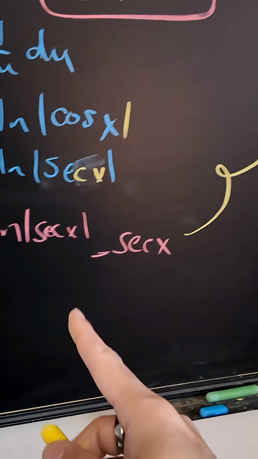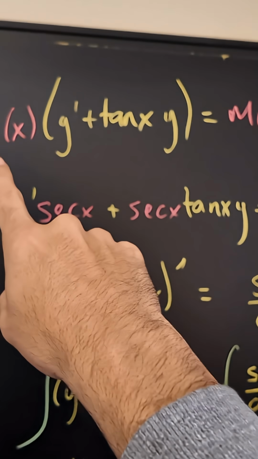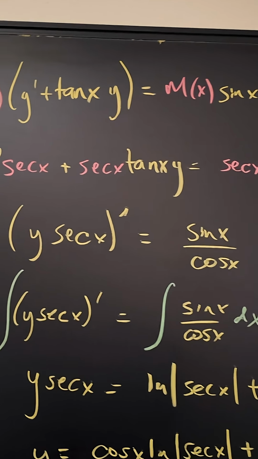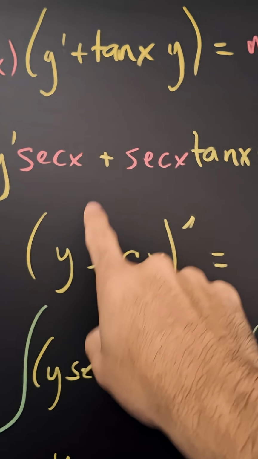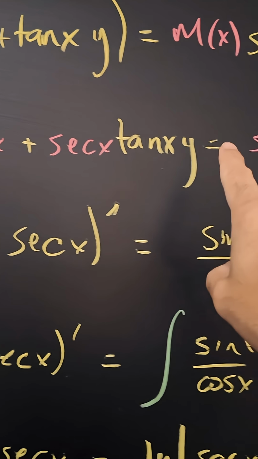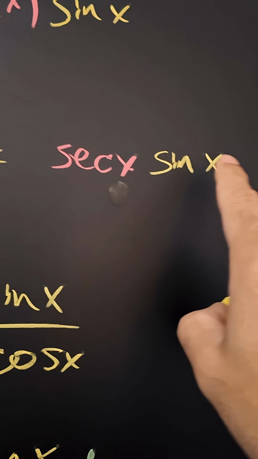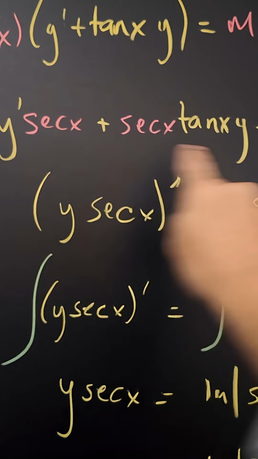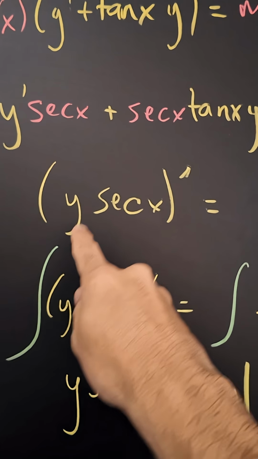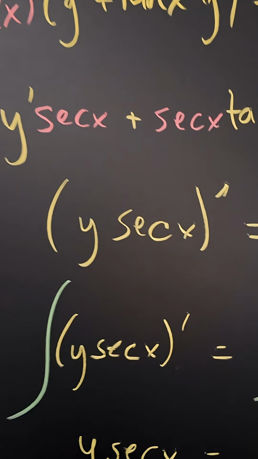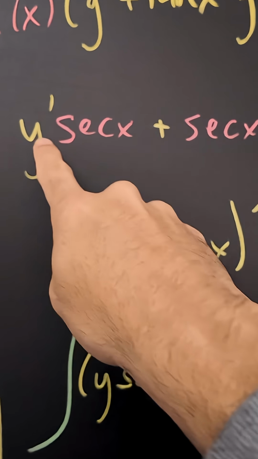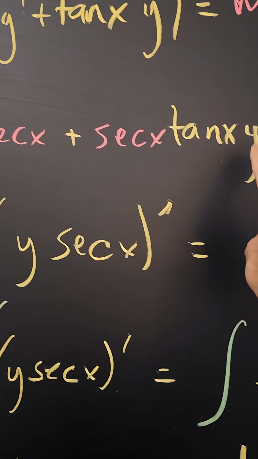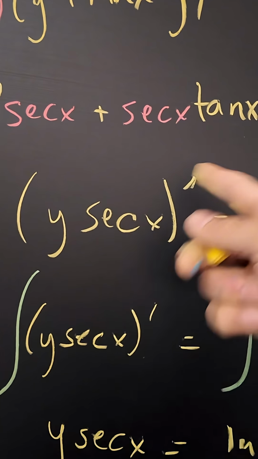Now we are ready to multiply the integrating factor to everything. And look what's going to happen. This is going to be the magic. We have y prime secant x plus secant x tan x y equals secant x sine x right here. Now, look on this side. This resembles the derivative of y secant x. You can see this by using the product rule, where you take y prime times the second function, and then the derivative of secant times y. That's y secant x, prime.